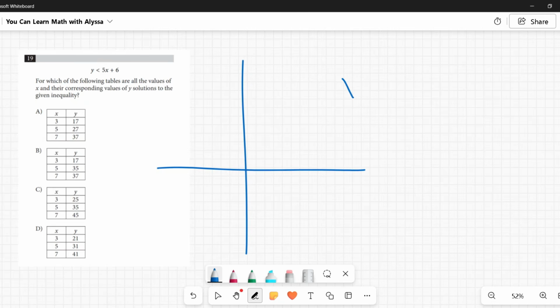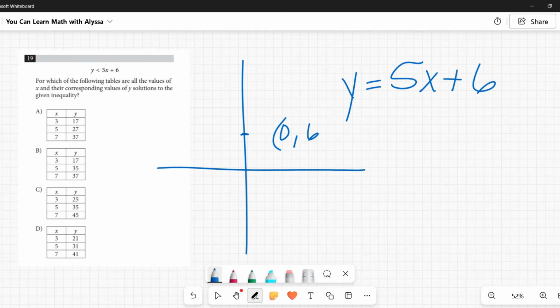Y is less than 5x plus 6. We know it's going to be a linear inequality here because y equals 5x plus 6 would be a solid line. I'm not drawing this to scale. It would be a line that has a y-intercept at 0, 6 and has a pretty steep slope. It goes up 5 and then over to the right one. It's going to look something like that.